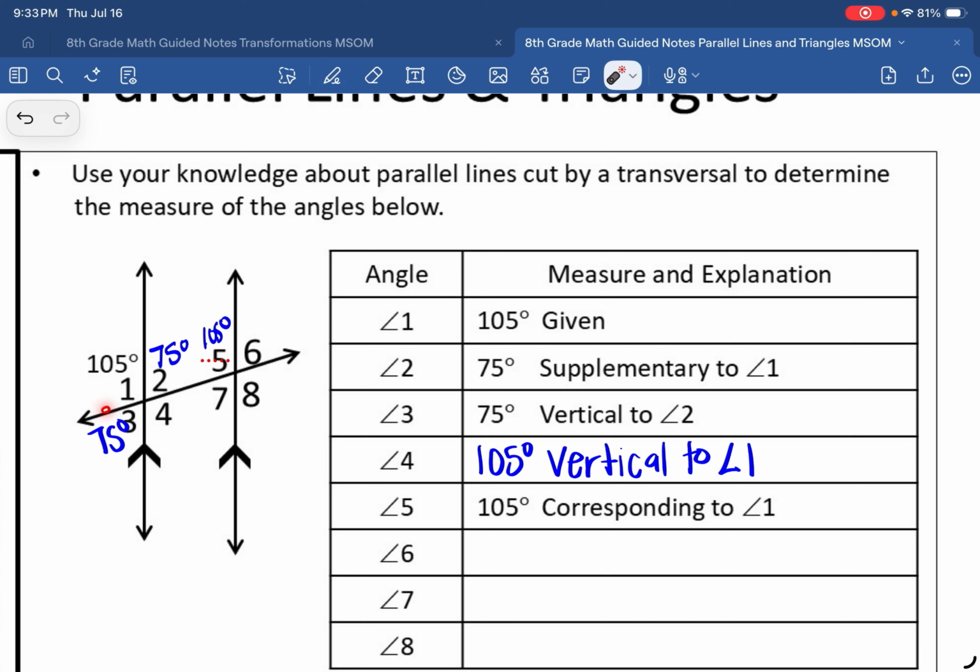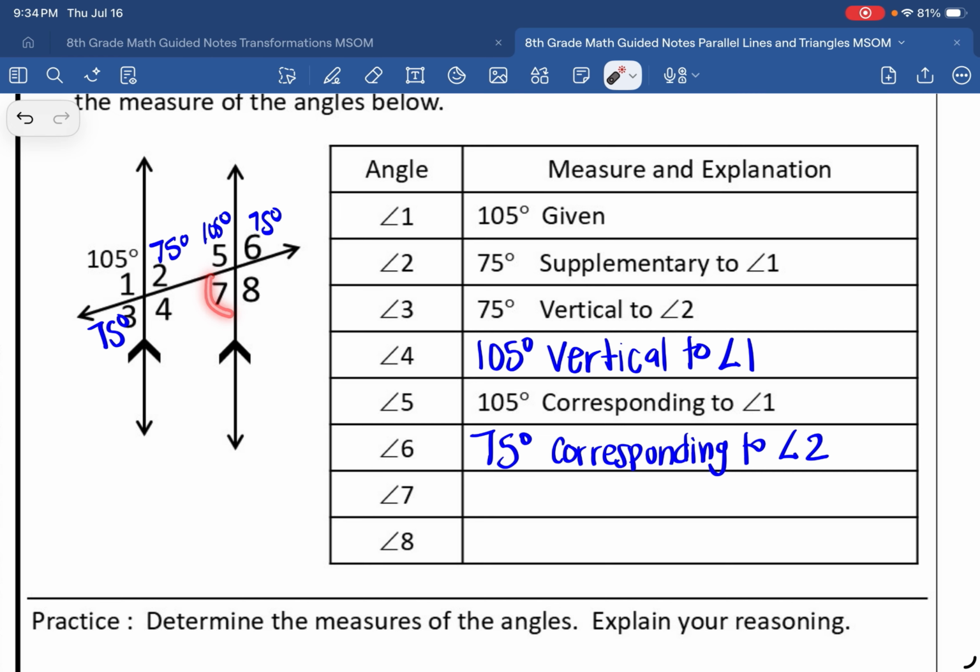Angle 5 is 105 degrees because it corresponds to angle 1. So remember, corresponding angles have the same measure, so that's also 105 degrees. What would angle 6 be? Well, we could say it's corresponding to angle 2. We could also say that it's supplementary to angle 5. Either one would be fine.